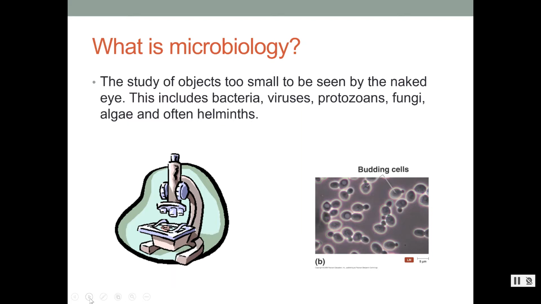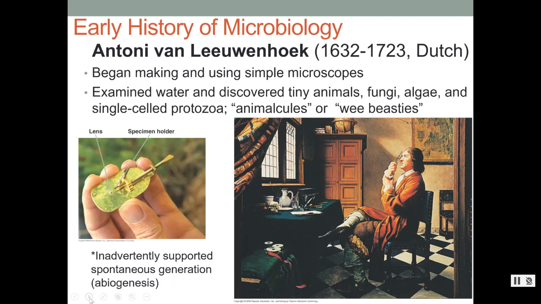Now, if they are too small to be seen by the naked eye, how do we know they were there? And the answer to that is for a long time, we did not know they were there. It wasn't until microscopes came along and people started looking at things did we discover these microorganisms. Microscopes were invented before the 1600s. They used glass lenses to pass light through, and then they were able to magnify things, and they were able to see things they couldn't see before.